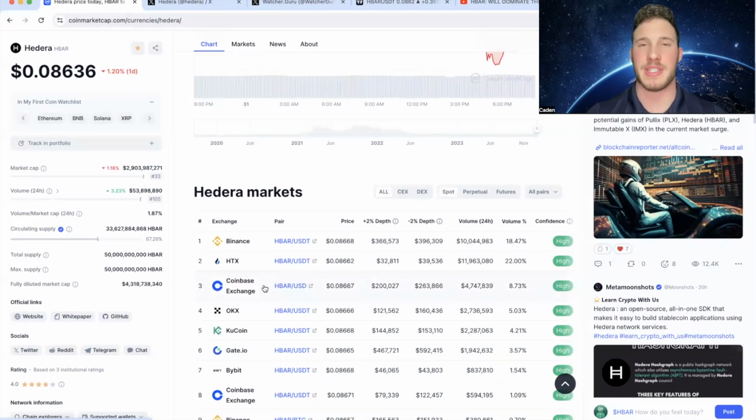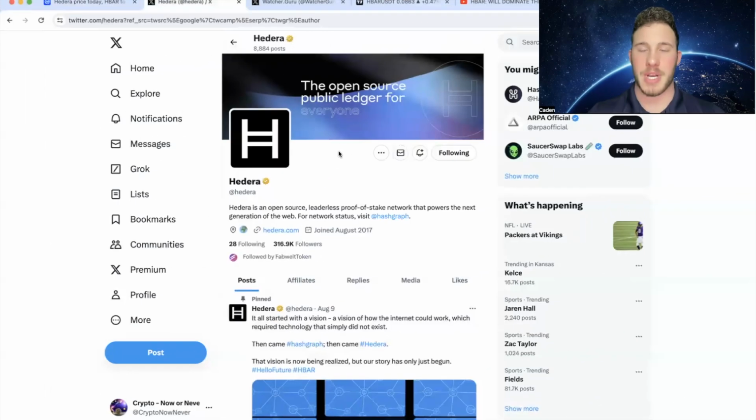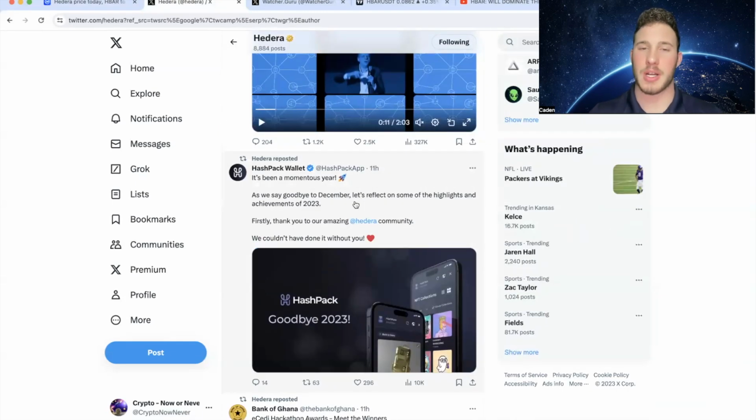I think those are the two easiest centralized exchanges to use. But now we'll go ahead and hop into some Hbar news. So this is their Twitter, which has 316,000 followers. And they just reposted Hashpack Wallet 11 hours ago.